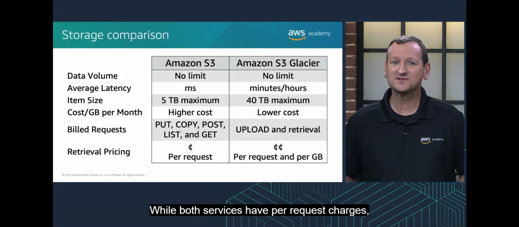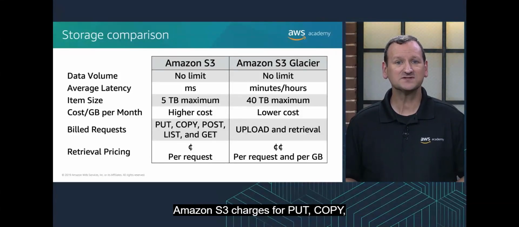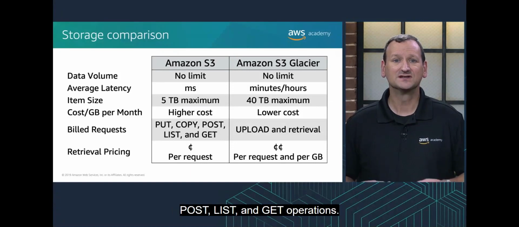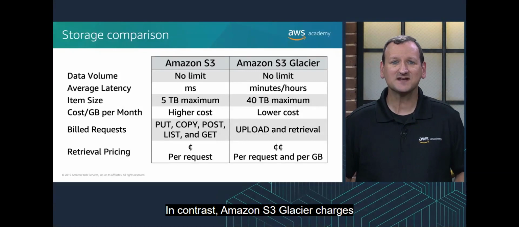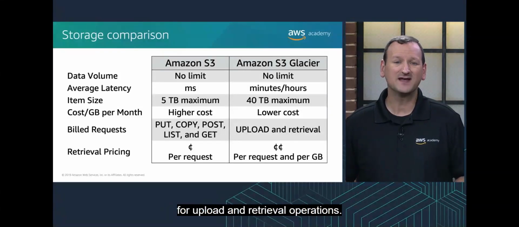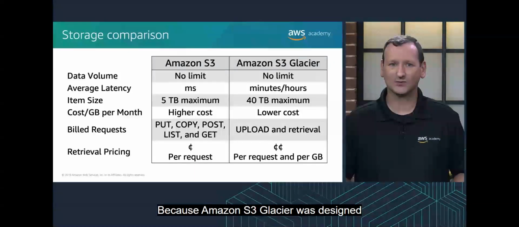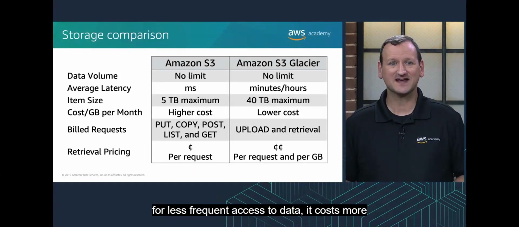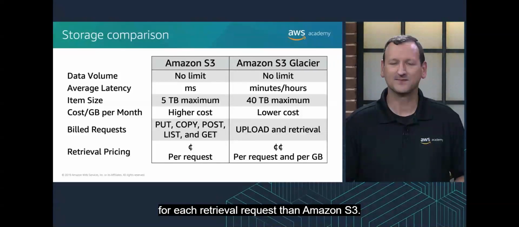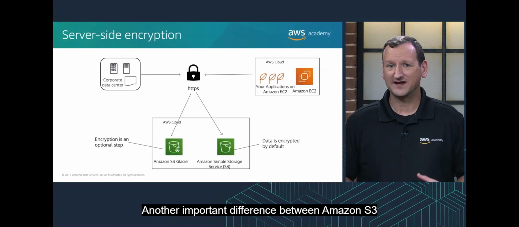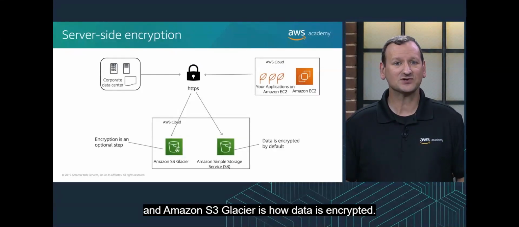3. While both services have per request charges, Amazon S3 charges for put, copy, post, list, and get operations. In contrast, Amazon S3 Glacier charges for upload and retrieval operations. Because Amazon S3 Glacier was designed for less frequent access to data, it costs more for each retrieval request than Amazon S3. Another important difference between Amazon S3 and Amazon S3 Glacier is how data is encrypted.